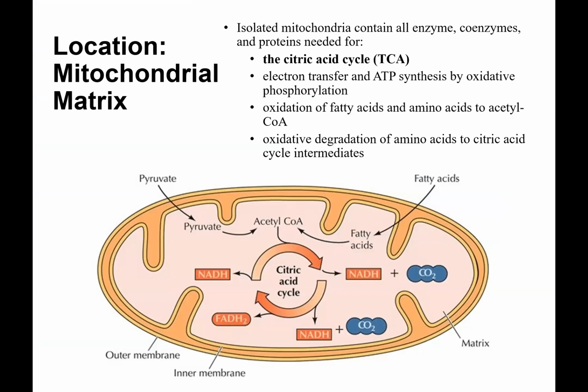Where is this all going down? This is going down in the mitochondria. It's a nice space for this to take place because we have all the enzymes, the coenzymes, and the proteins we need for this cycle. This is also where oxidative phosphorylation takes place. So our electron carriers are within good proximity of the whole complex that is the electron transport chain.